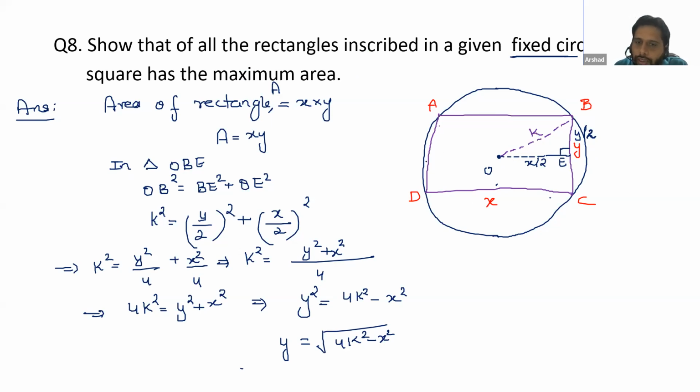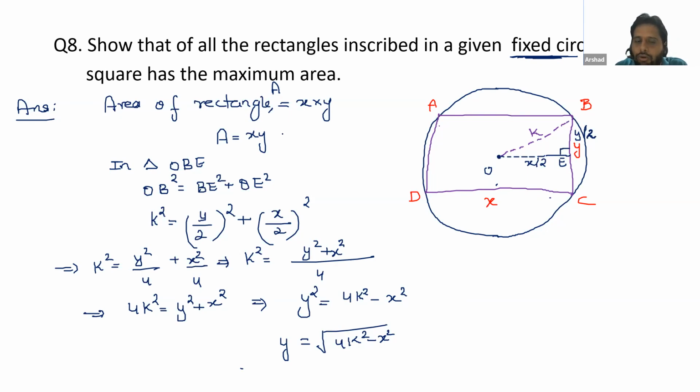Now I have drawn a rectangle inside the circle, because it is mentioned in the question that of all the rectangles inscribed in a given fixed circle, the square has the maximum area. Okay, Nabil, you have just joined. Please check the question. If the circle is fixed, that means the radius is constant, so we have taken the radius as k here. Now for this rectangle, we have taken the length x and the breadth y. Area is x into y.